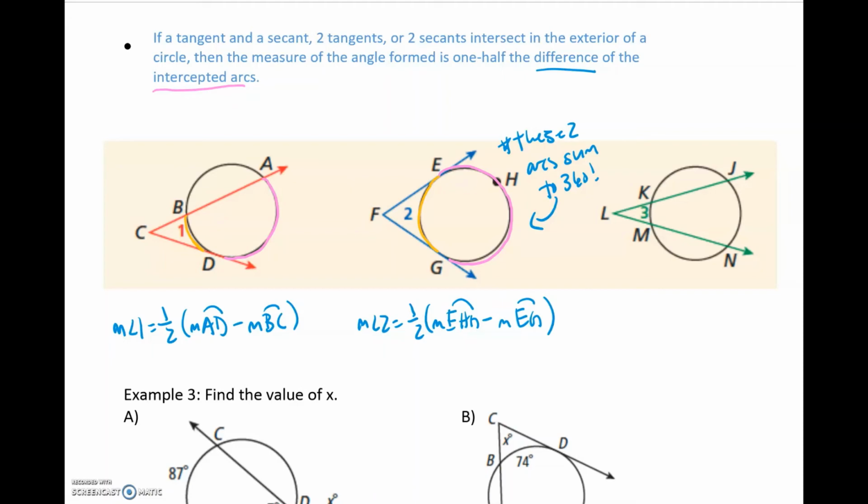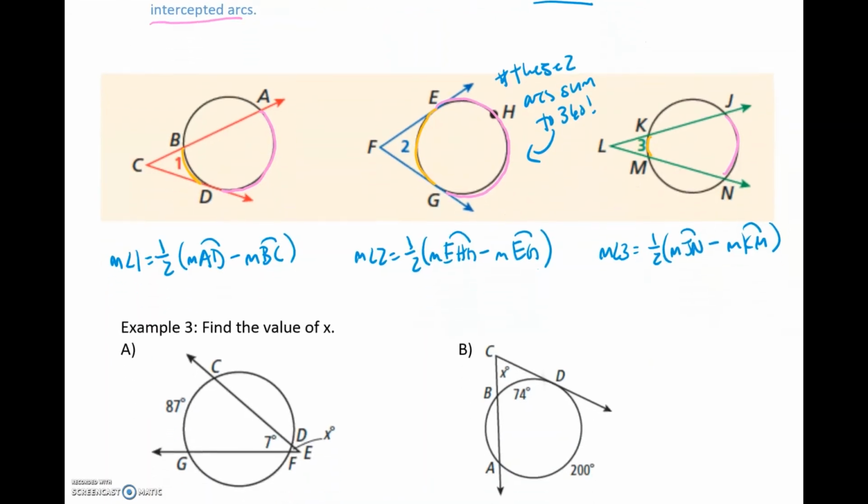All right. This third one, angle 3, same as before. You're going to look at that angle, look at the two arcs that are inside the angle. We've got one that goes from J to N, and we've got another that goes from K to M. And to solve for the measure of angle 3, we're just going to do 1/2 the outer arc, JN, minus the measure of the inner arc, KM. And that's our last relationship, okay?